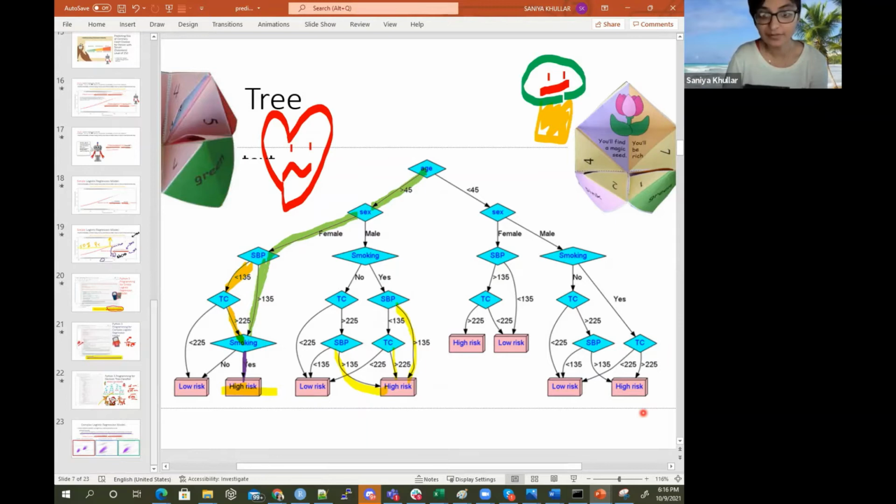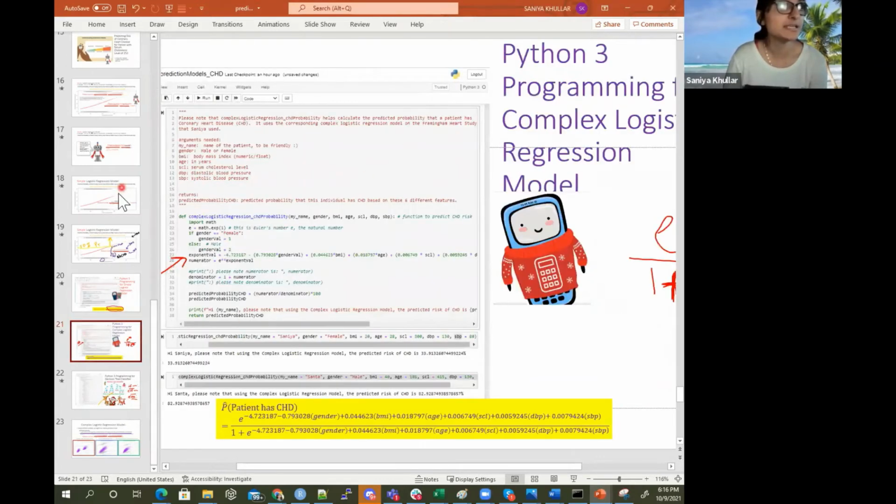And to help you learn that and play around with it, I've actually put up 2 videos as well. I'll share the link with you to show you how predictive models can help you make predictions. So you can see how we can encode this complex logistic regression model. How can we encode this information, this intercept here, this gender value, this body mass index, age, serum cholesterol level? How can we encode all of that into a function that we can then use to predict the probability of having coronary heart disease?